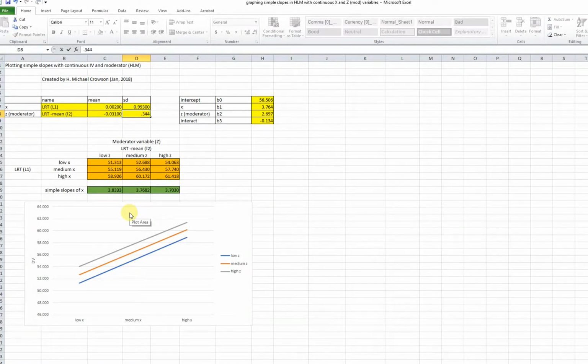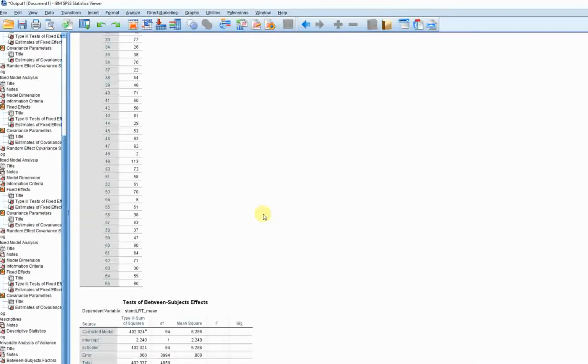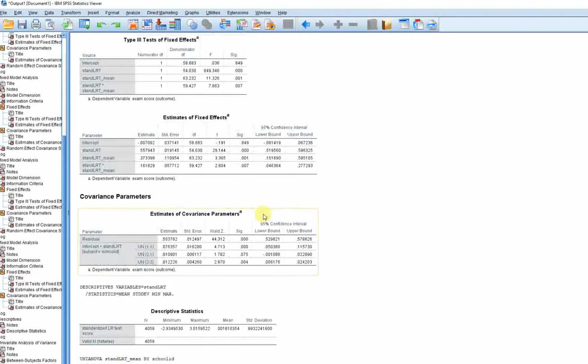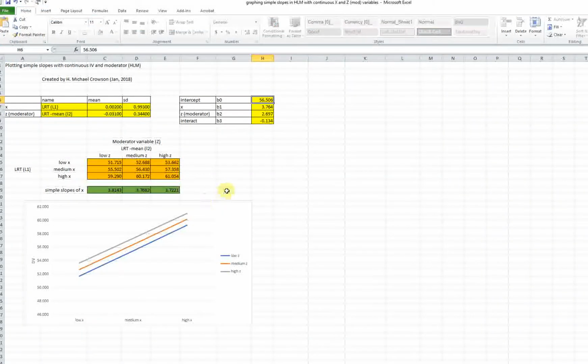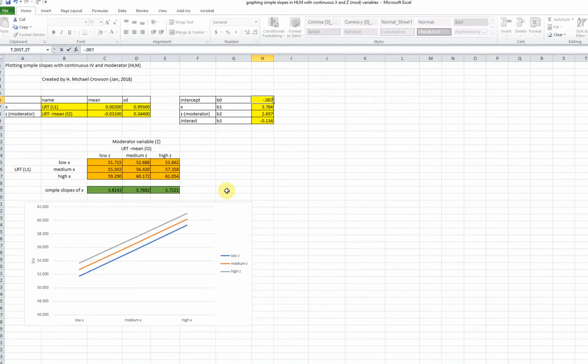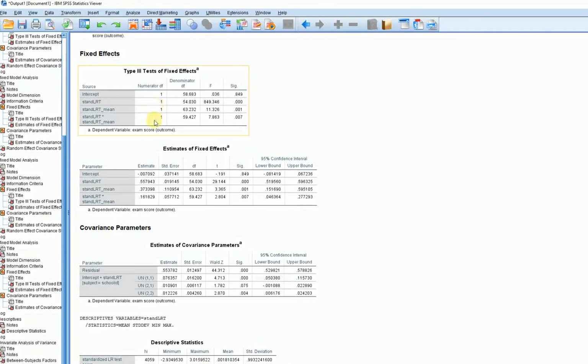All right, so now I need to type in the regression parameters from the model. You can see right up here, let me find it. The intercept is negative 0.007. The X is essentially my level 1 predictor, London Reading Test, so it is going to be 0.558.